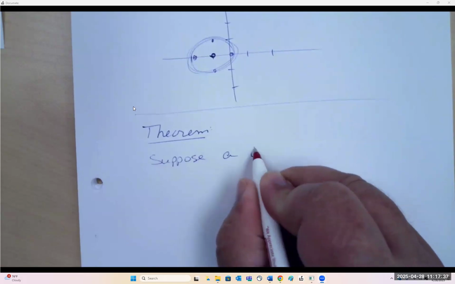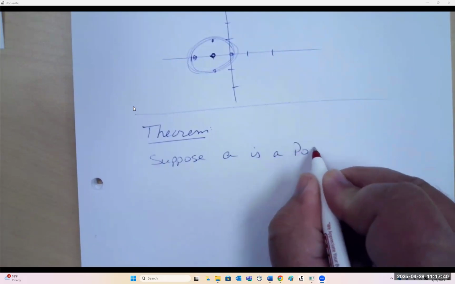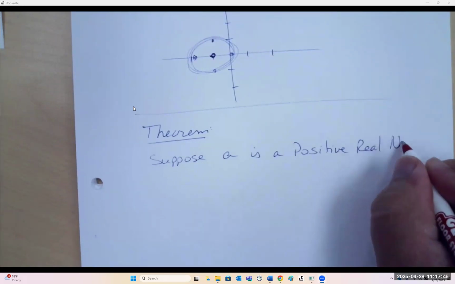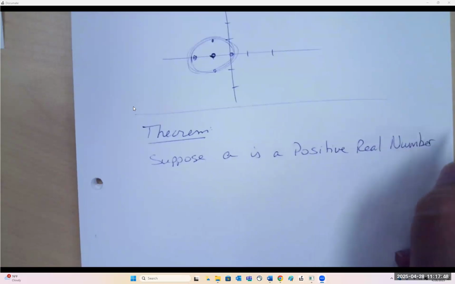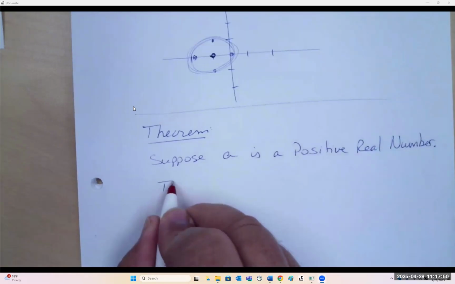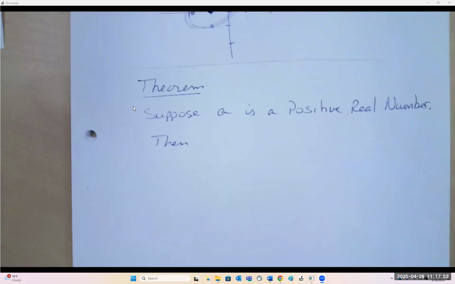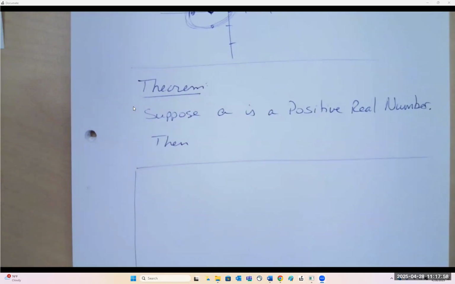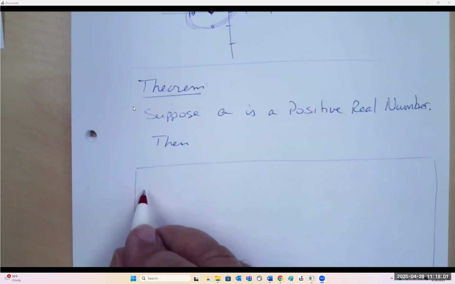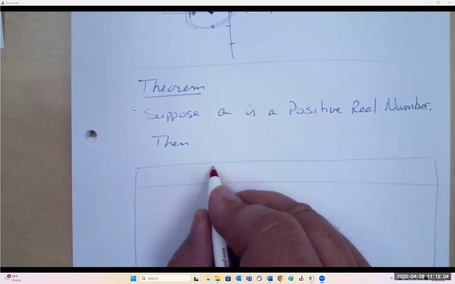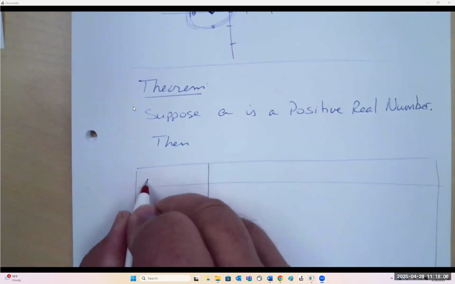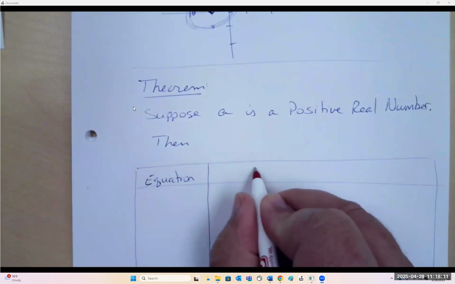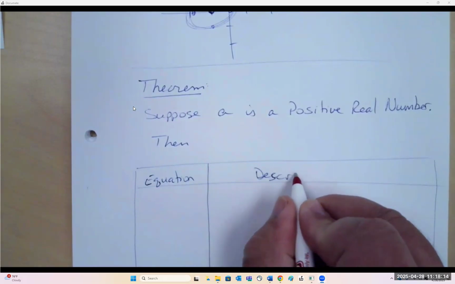Suppose A is a positive real number. Then 4 things can happen. Here's our equation and what it means. Description.